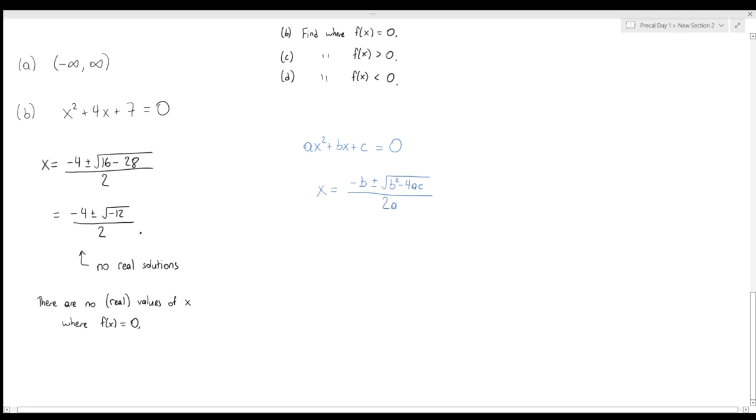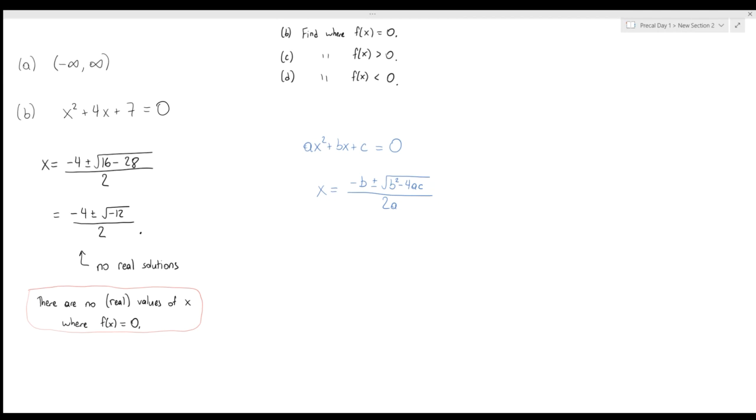Okay. So then the answer to part B, in a sense, is that there is no answer to part B, okay? Okay, so then what does that mean for part C and part D?